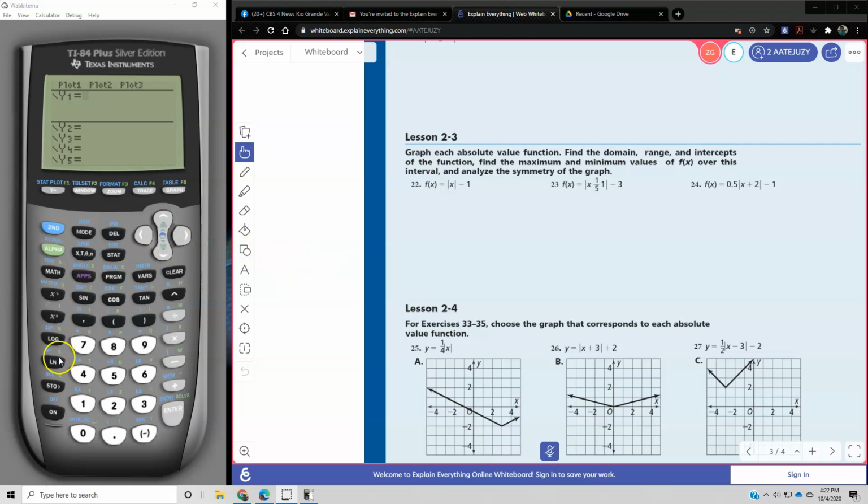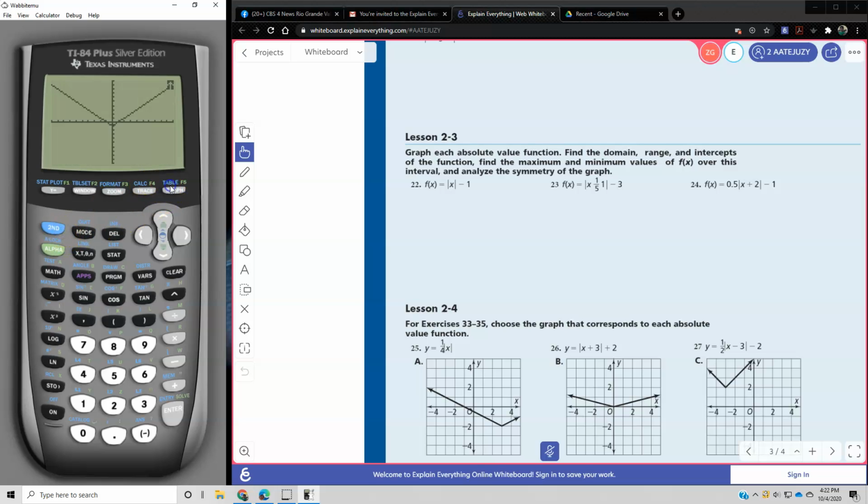So I'm going to go here to the TI-84, and we're going to go to math, number, absolute value, and we're going to type in x. Remember the transformation lesson? That -1 means that the graph will be shifted 1 unit down. So we're going to go ahead and look at our graph, and you're going to see it does shift 1 unit down.